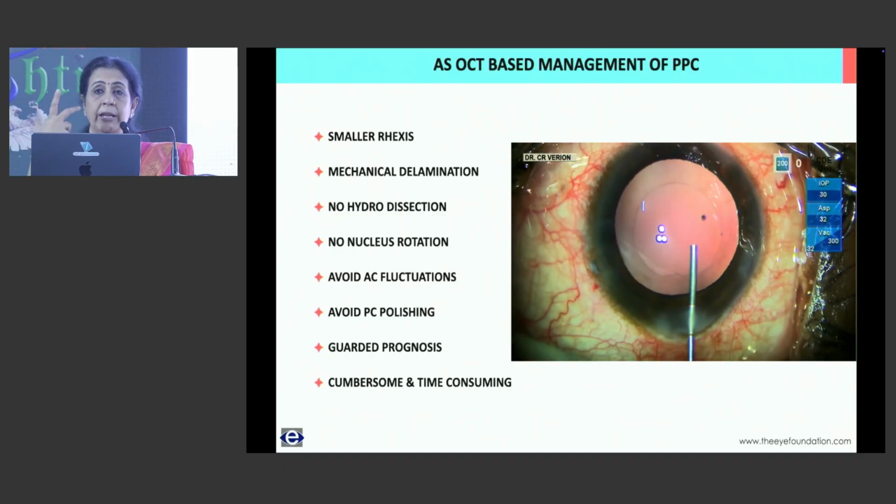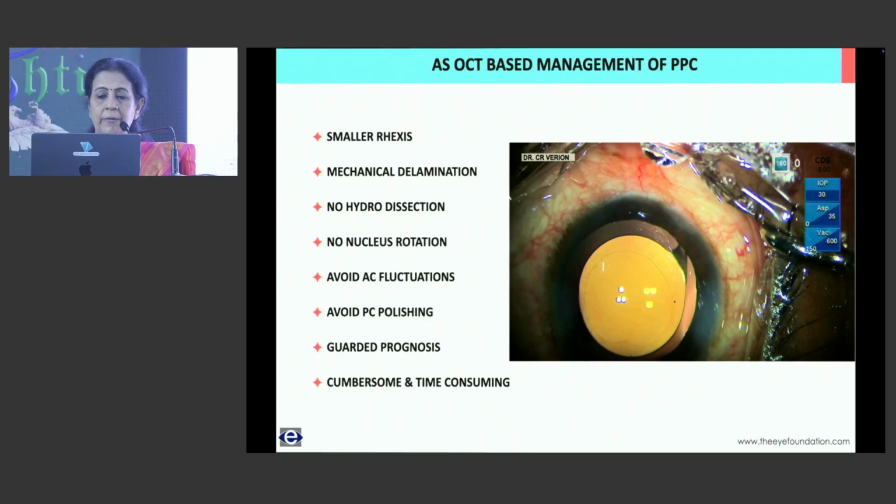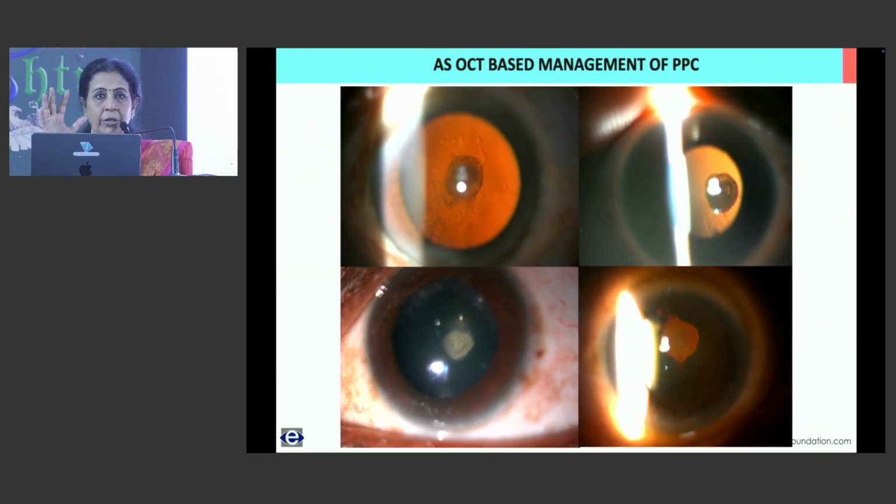And you never know, at any point of time you may be having a PCR. So it becomes a challenging case. The fact that you have not rotated nucleus, not done a hydrodissection, it can become time consuming. Now, ASOCT shows all these cases as posterior polar cataract. Which are the innocuous ones? Which are the ones which are having a posterior capsule open?